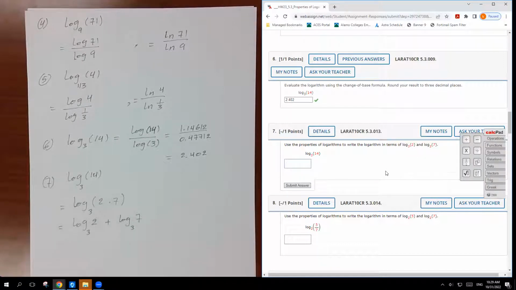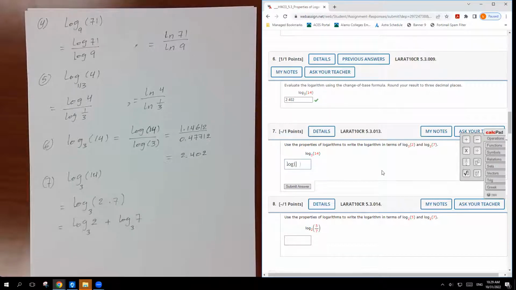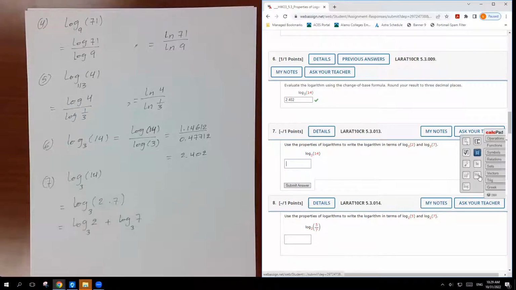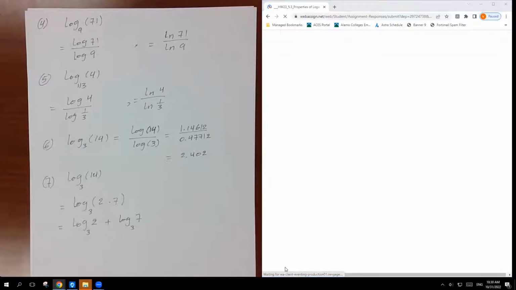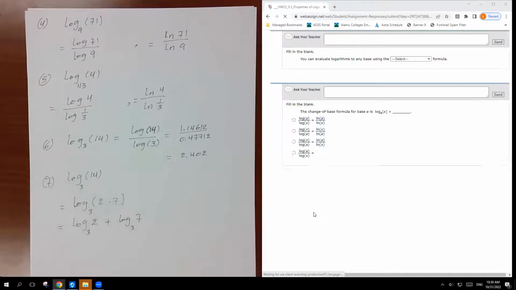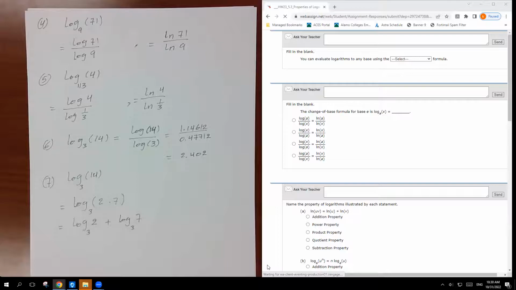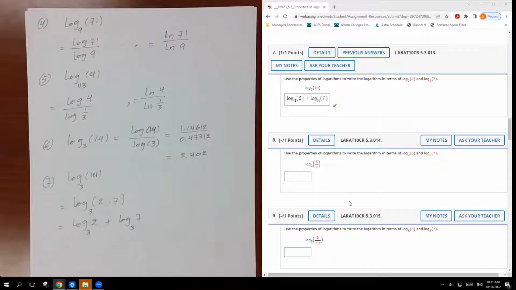So we're going to say this is log. I can type the base here. I have to choose the functions, log to the base 3 of number 2, plus log to the base also 3 of 7. We got it right. Now we're going to do the same thing for example 8.